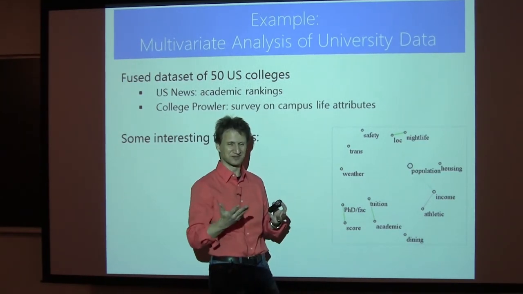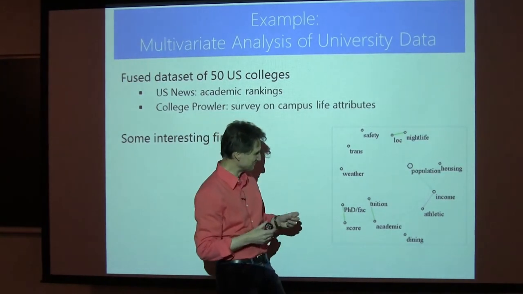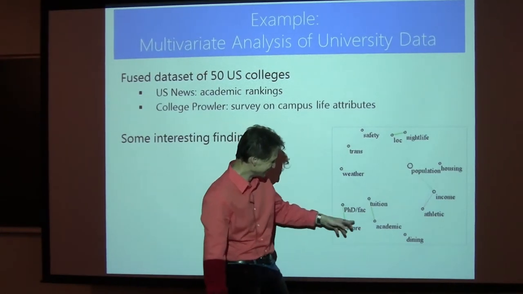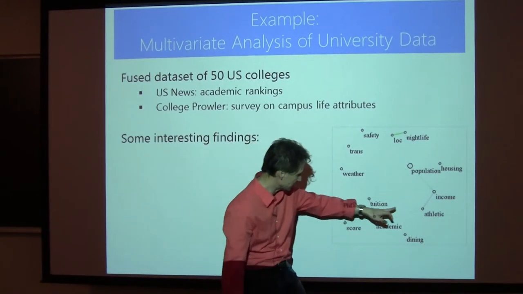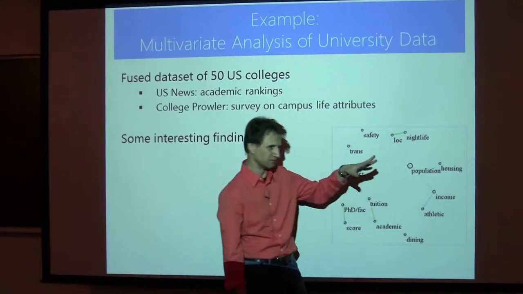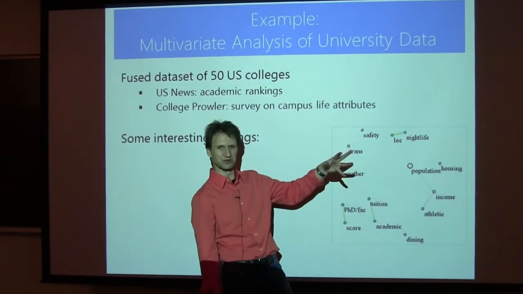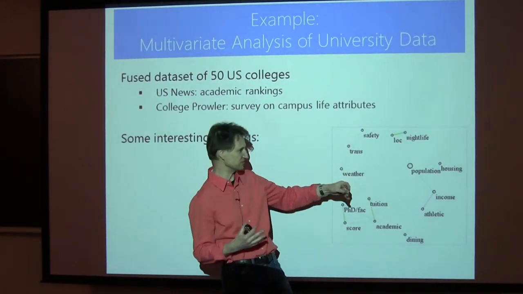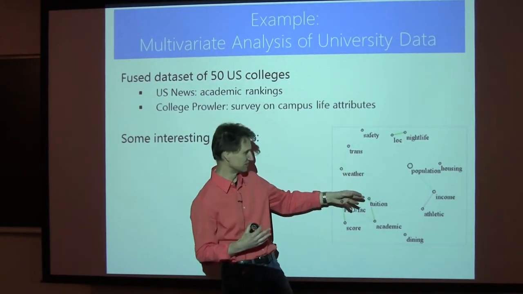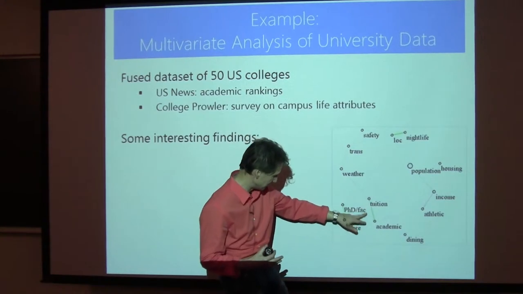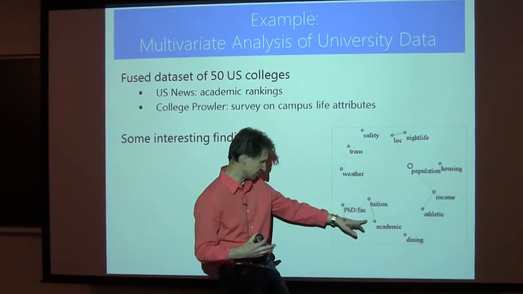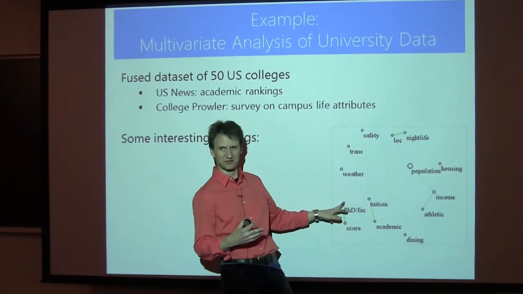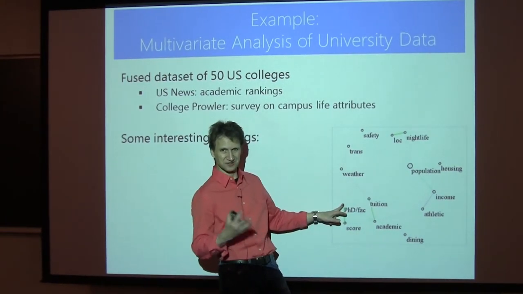So Ohio State is an outlier. It's a good school, though. Another interesting thing is athletics and income: usually when the income of the place is low, the athletic team is usually very high. I don't know why that is, maybe you have to keep people happy of some sort. And academic score and PhDs for faculty is also interesting: when the academic score is high, usually the faculty have more PhDs. That's the price to pay.